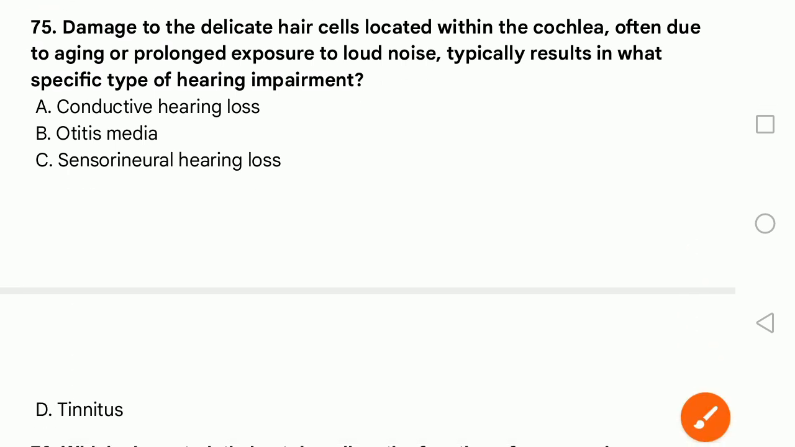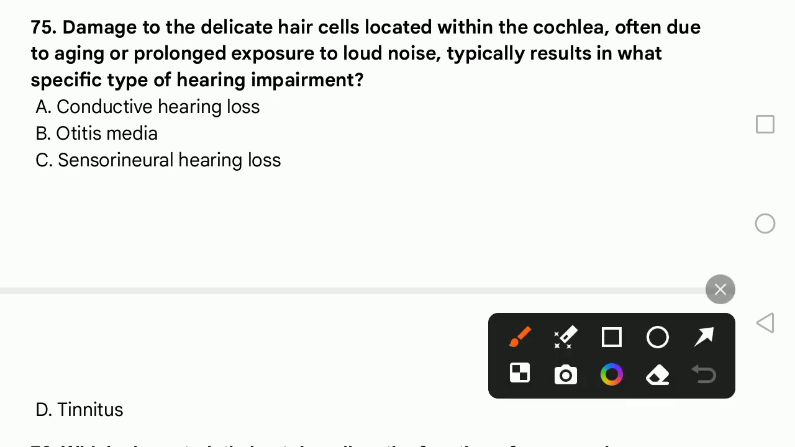75. Damage to delicate hair cells located within the cochlea, often due to aging or prolonged exposure to loud noise, typically results in what specific type of hearing impairment? Sensorineural hearing loss.